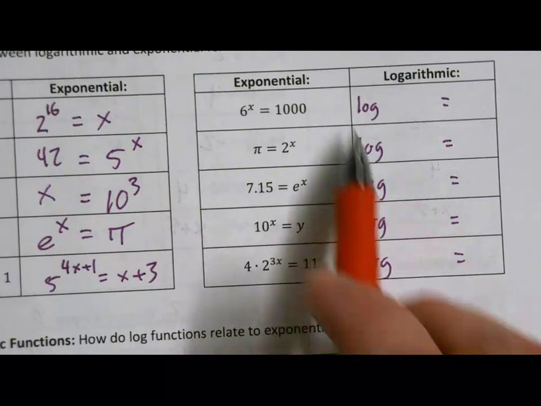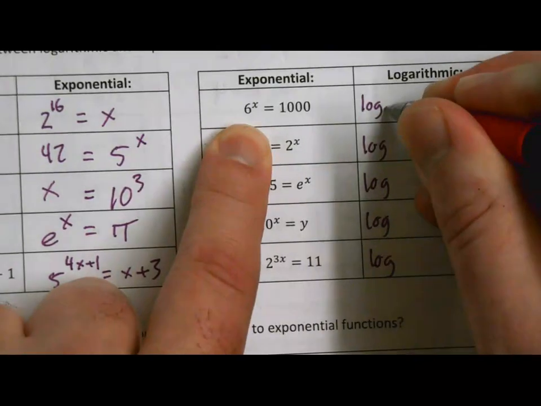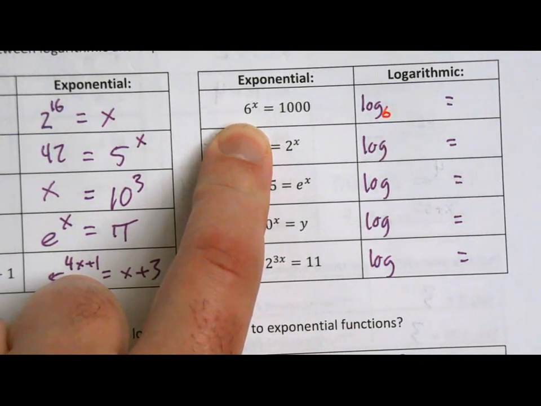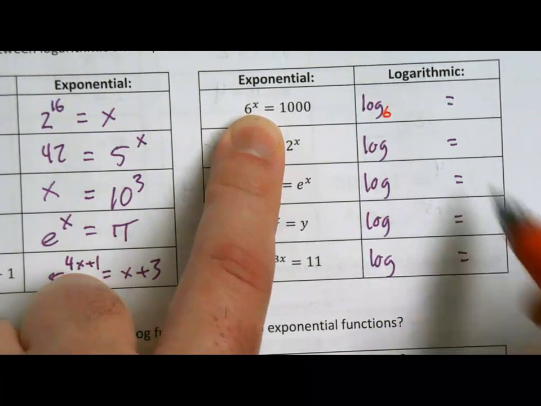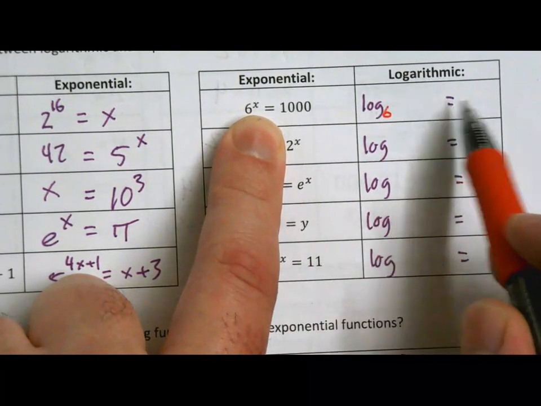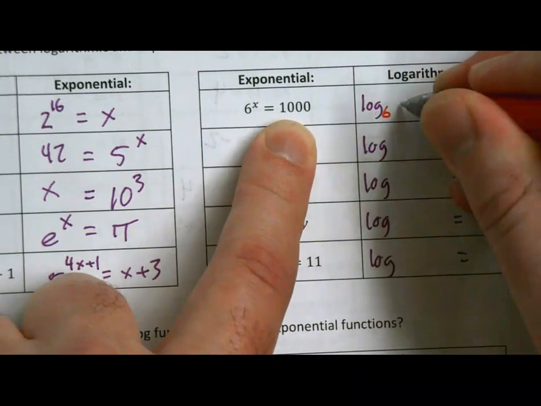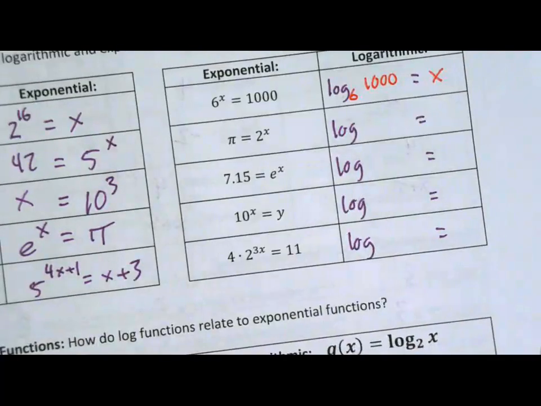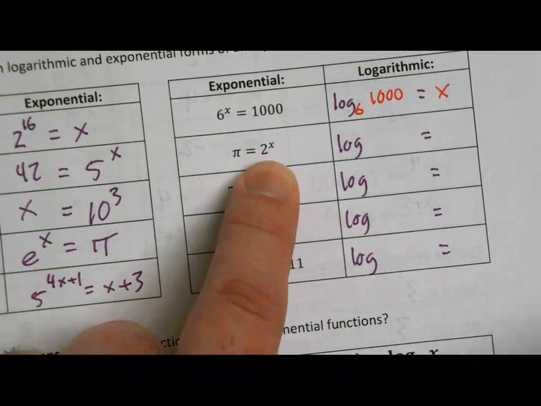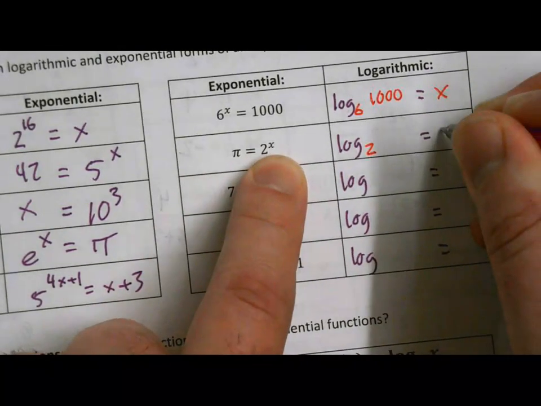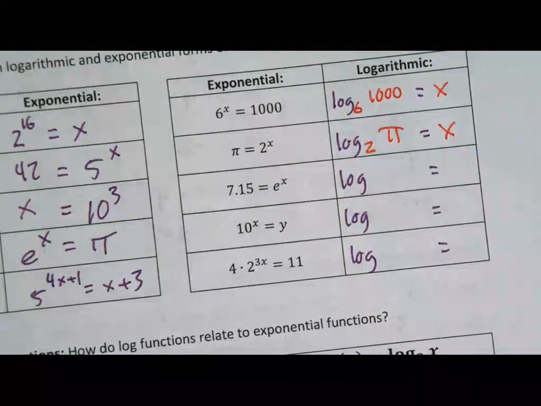So what is the base in this equation? The base is 6. So put that on your log. And what's the exponent? The exponent is x. Now where's the exponent go here? The log is the exponent. So the exponent goes over here. 1,000 is the remaining piece. What's the base? The base is 2. What's the exponent? The exponent is x. What's left over? That's pi. See if you can fill out the rest of those.